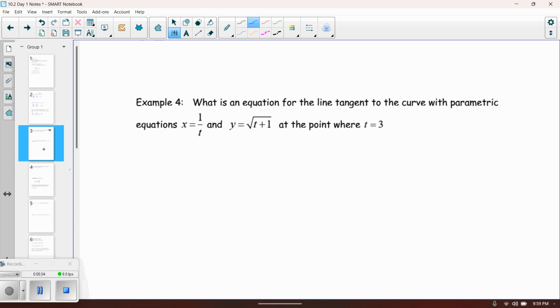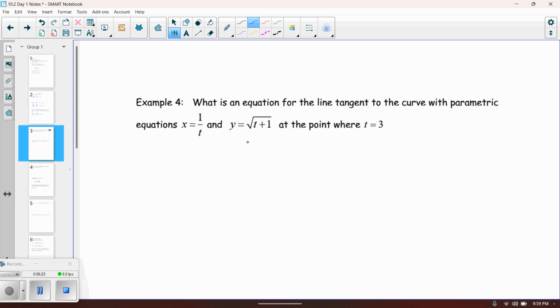Number 4, what is an equation for the line tangent to the curve with parametric equations given at the point where t equals 3? So this time they're actually asking us for the equation of the tangent line. And typically we want that written in rectangular unless it says otherwise. So we're going to have to put this into terms of x and y, but that's not going to be too difficult. In order to find the x and y values, because we're going to need those for point slope form, we just plug in t equals 3 into the given equation.